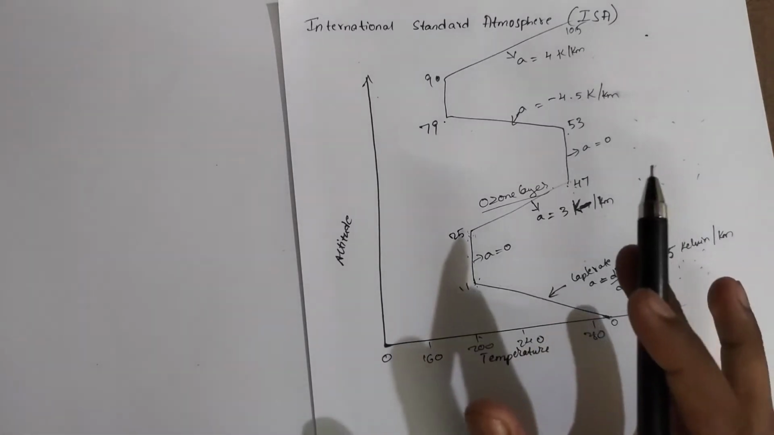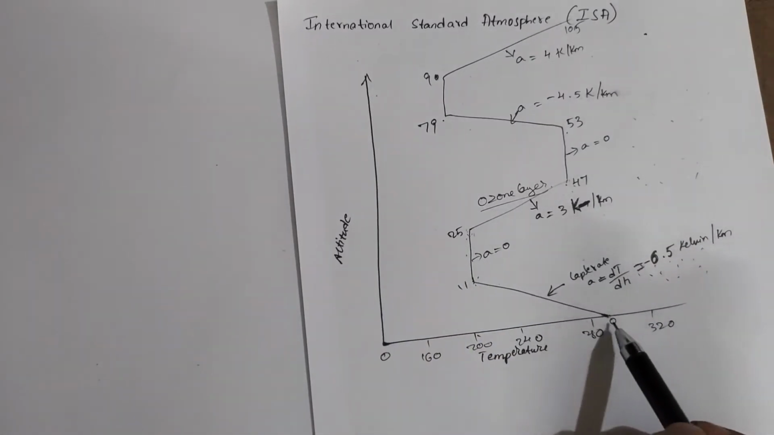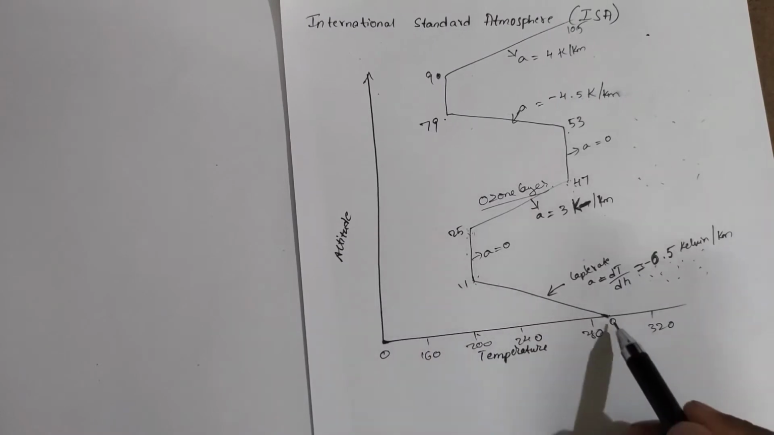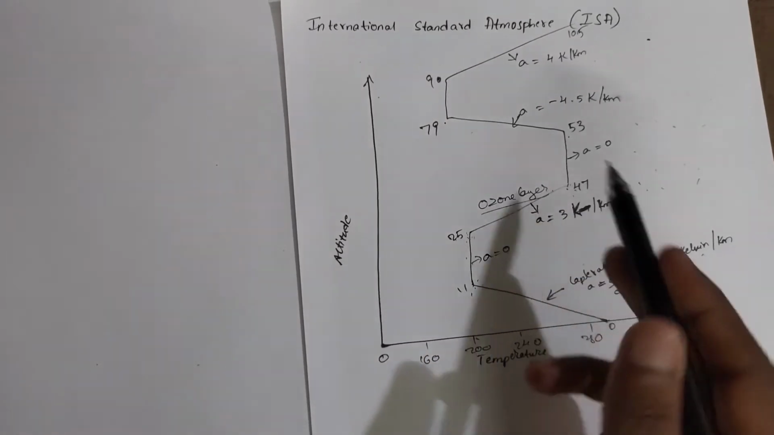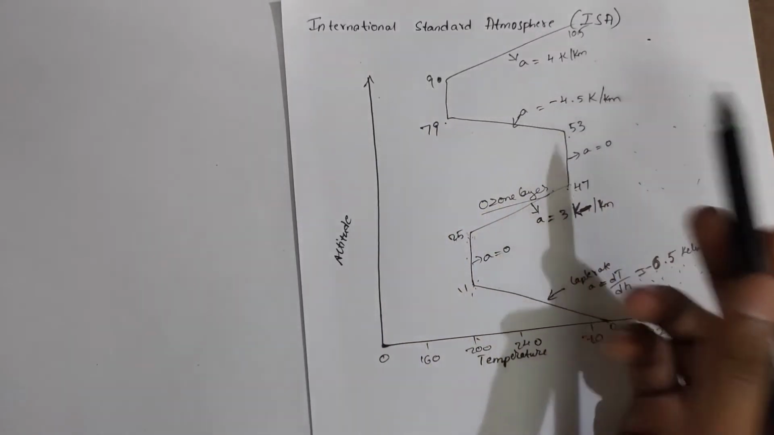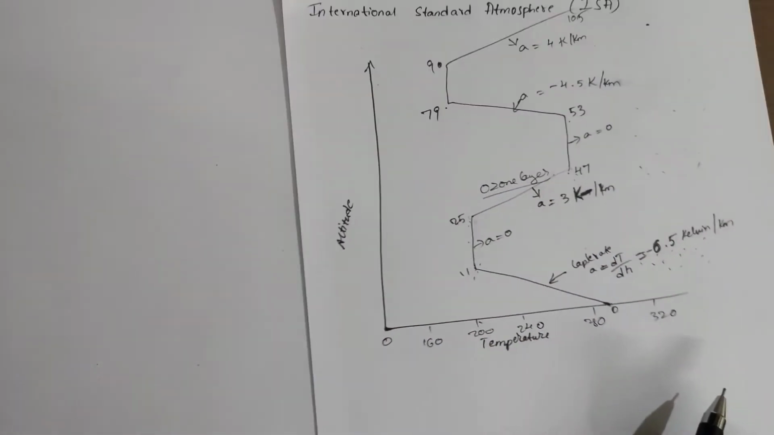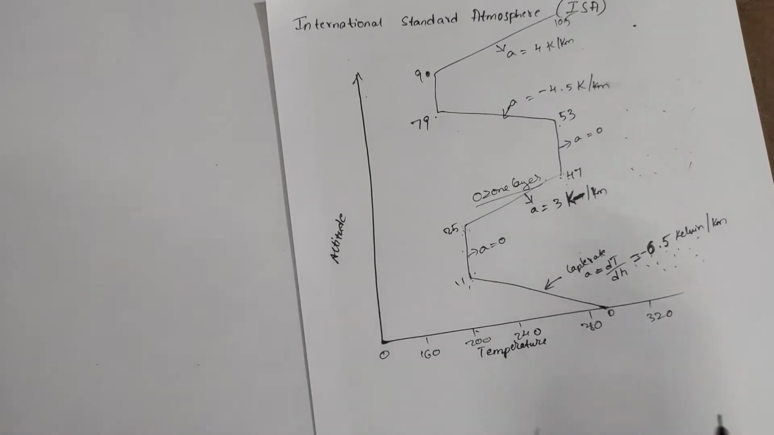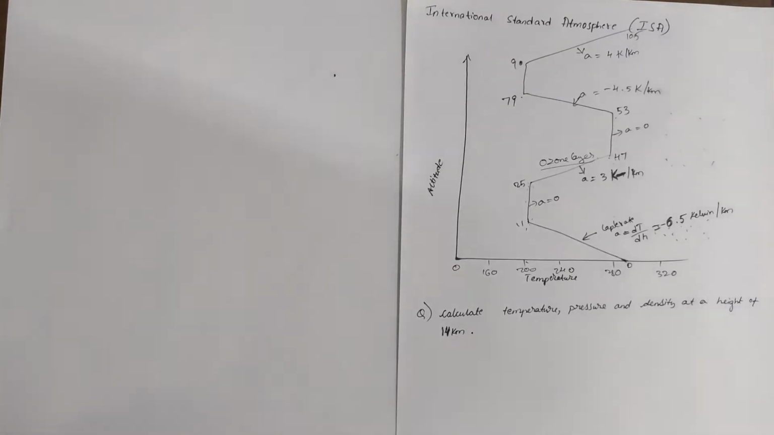So the basic things we need to know from this graph is the variation of lapse rate and the kilometers from which the variation happens. So we'll take a problem and we'll calculate the temperature, pressure and density at a height of 14 kilometers from the surface of the earth.